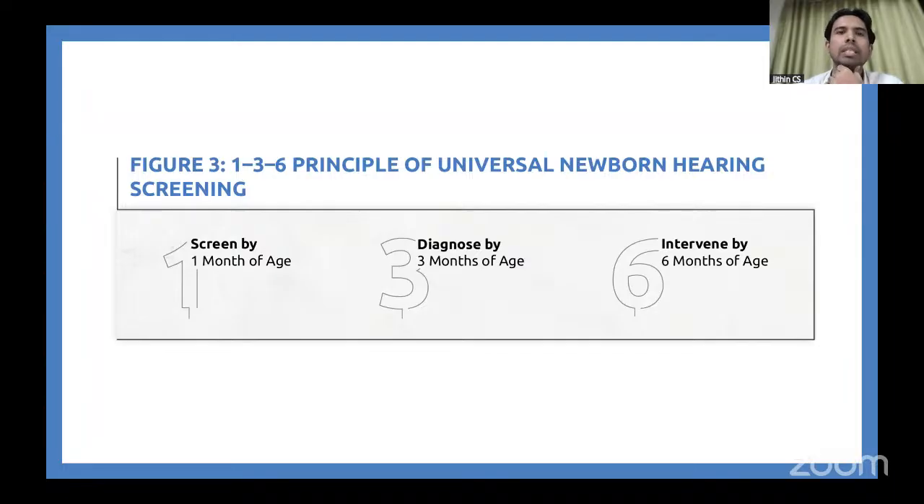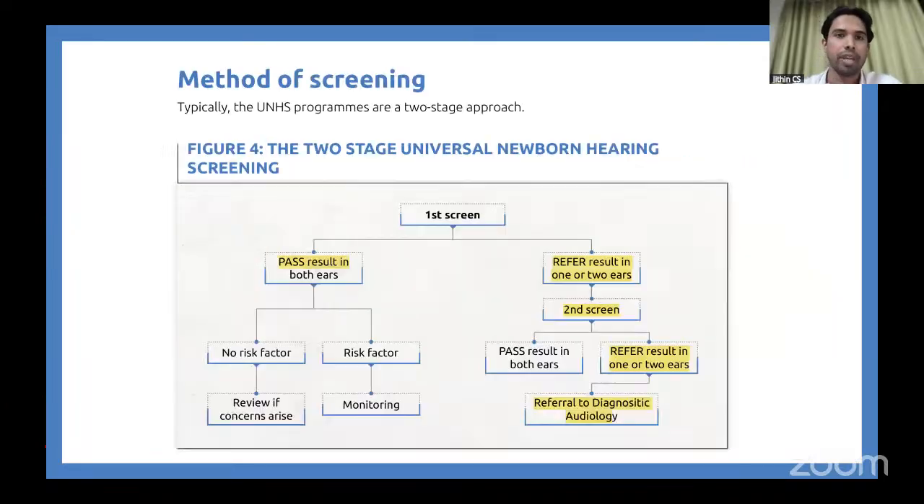So this is the 1-3-6 principle of universal newborn hearing screening. It basically means that we should screen every baby born before 1 month of age. We should diagnose, meaning if there is some abnormality in the screening test, we have to do the diagnostic test, which is ABR, auditory brainstem response, otherwise called BERA, before 3 months of age. And the intervention, in the form of a hearing aid or cochlear implant, has to be considered at least by 6 months of age.